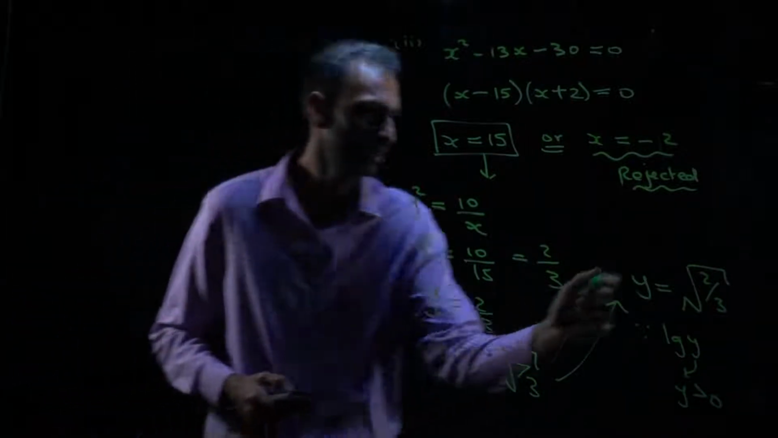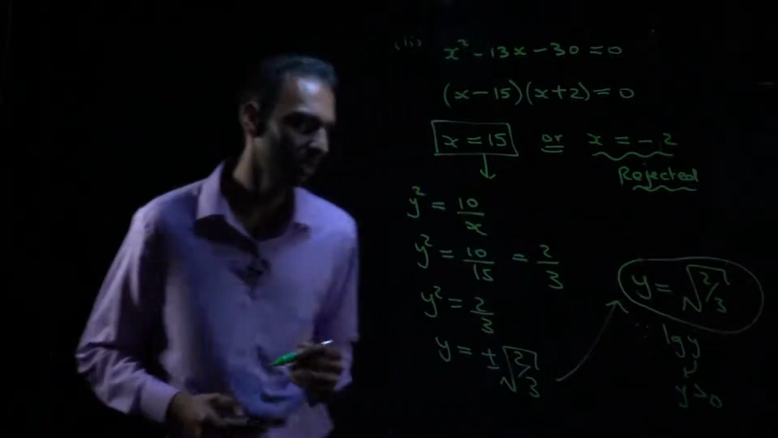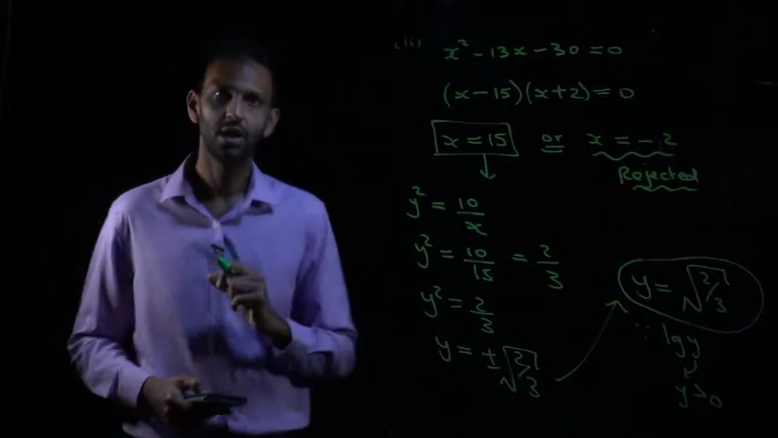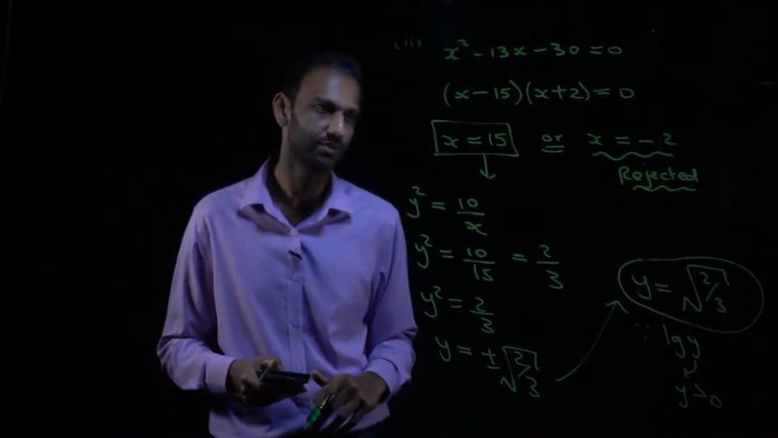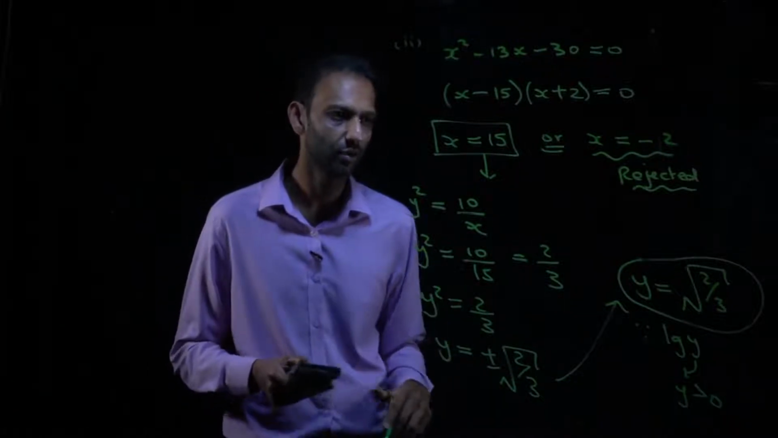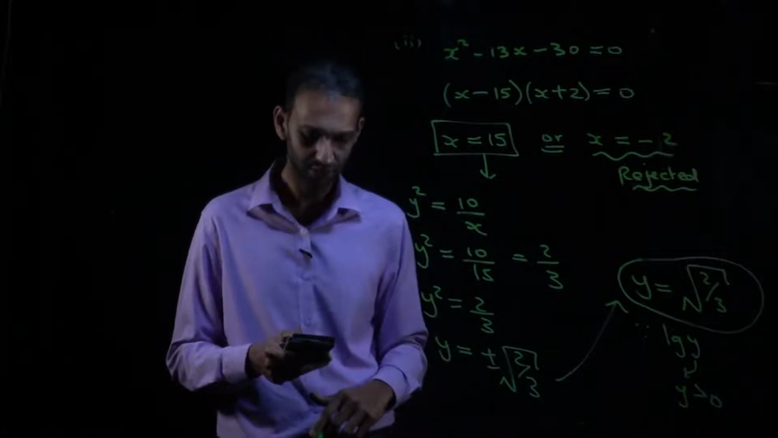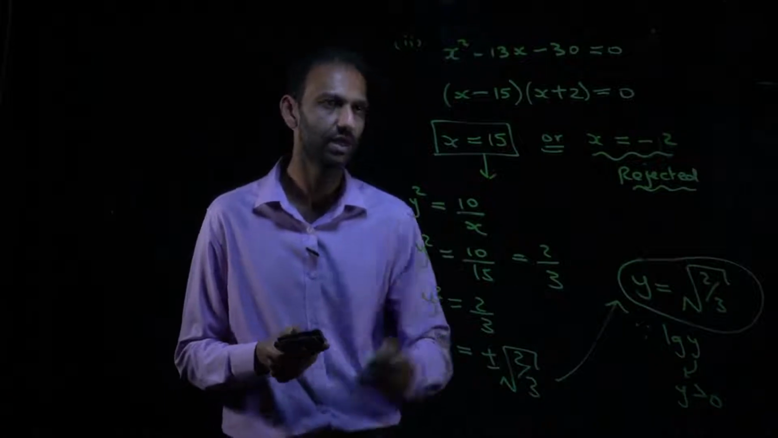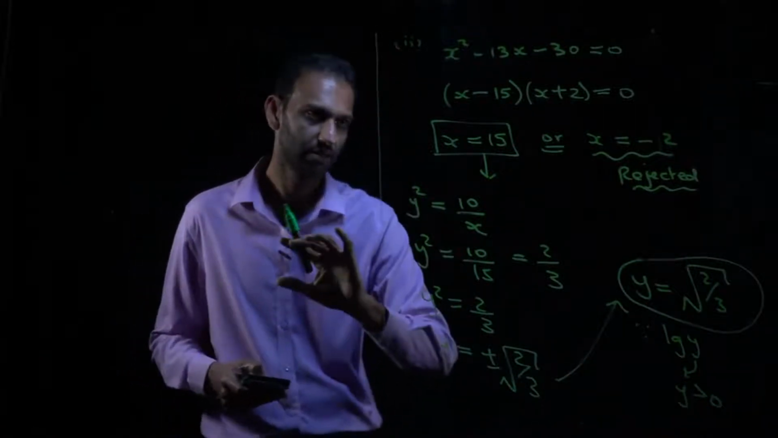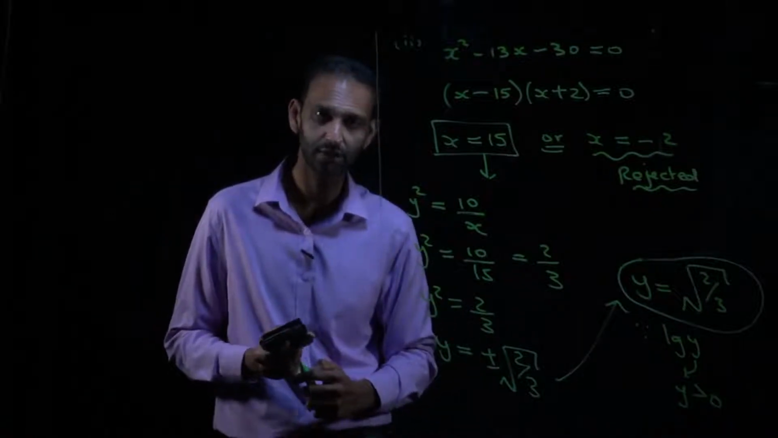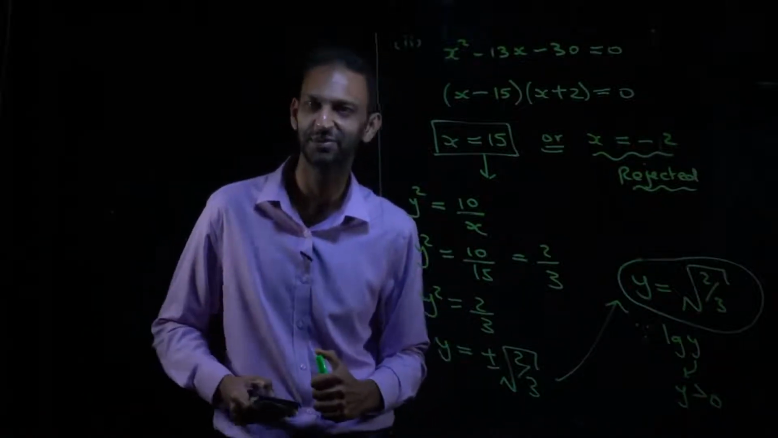You can also rationalize this value if you want, but honestly speaking, when you reach that stage, you should be able to get the answer. That's the final answer. y is equal to square root of 2 over 3, positive value, and x is equal to 15. Again, straightforward question, not complicated, for the 10th question in a paper.